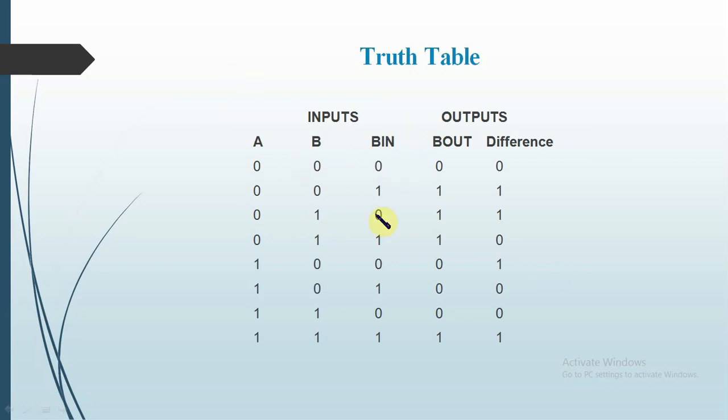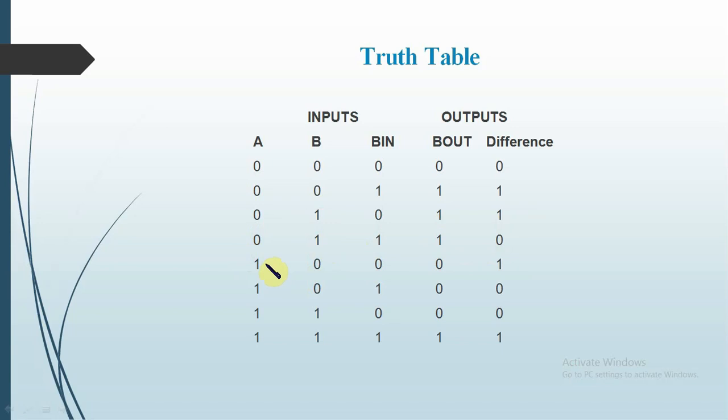Inputs A, B, borrow input 0, 0, 0: 0 minus 0, 0 minus 0, hence borrow output 0, difference 0. 0, 0, 1: 0 minus 1, that borrow will be generated 1, difference also 1. 0 minus 1, and 1 minus 0, borrow generated 1, difference 0. Here straightforward 0 minus 1. And 1 minus 1, that is the borrow generated, but difference is 0.